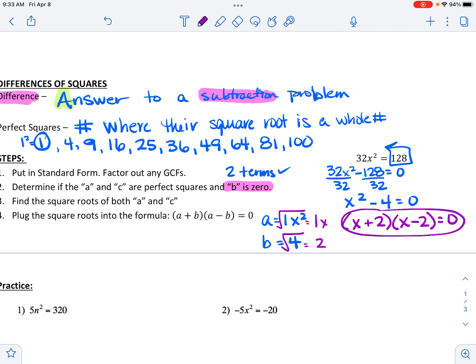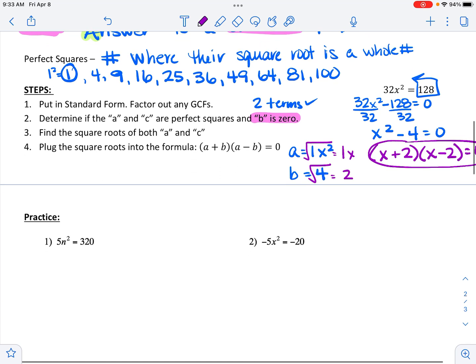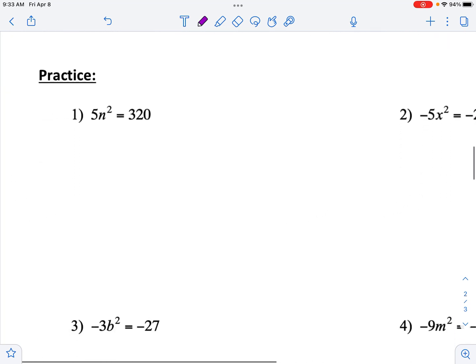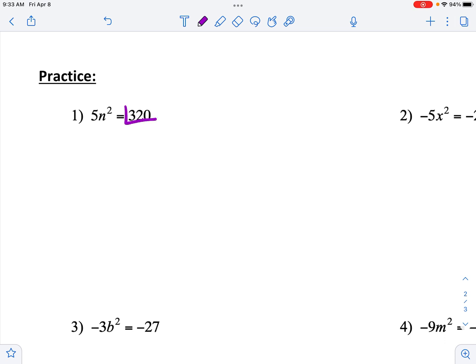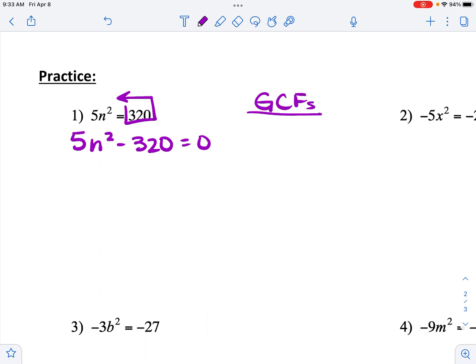So, turn your paper over and let's try some more. So, step 1 is to put it in standard form. So, 5n squared minus 320 equals 0. Factor out your GCF, and you should get in the habit of doing this all the time. These should be your first 2 steps: standard form, GCFs.